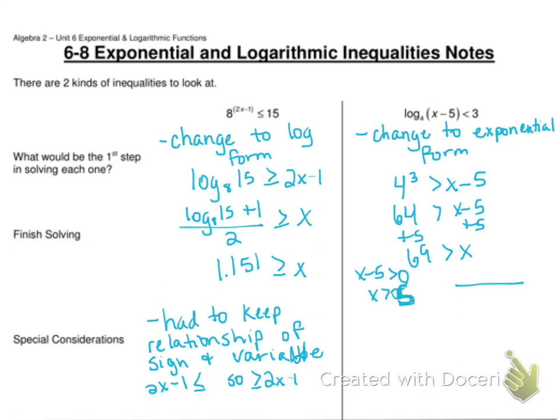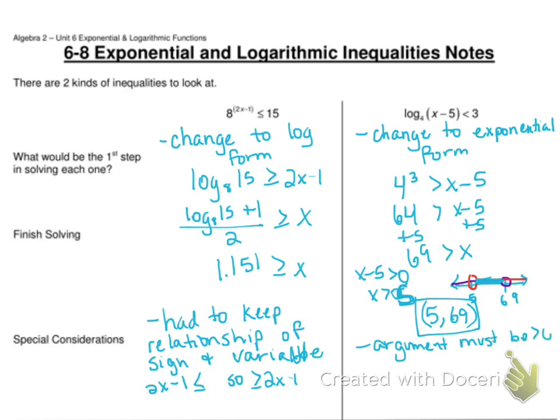So I have two parts here. Once I have these two inequalities, I graph them on a number line. So I have 5 and 69. X has to be greater than 5 and less than 69. So that means my inequality is 5 to 69. So once again, I have the argument must be greater than 0. That's a special consideration. And I had to watch the sign, so I had to change the sign so that the relationship would stay the same between the variable and the inequality sign.